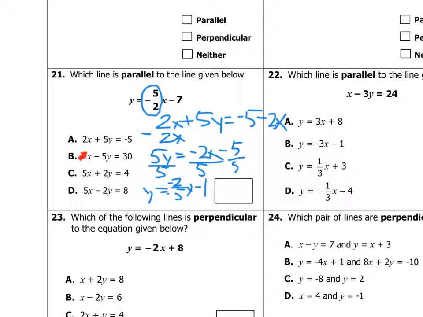You need to do what I did just right here to these three until you find one that has the same slope. You put A, B, C, or D right here. Okay, so remember, I subtracted the x term over first, and then I divided the number away from the y. That's for number 21.